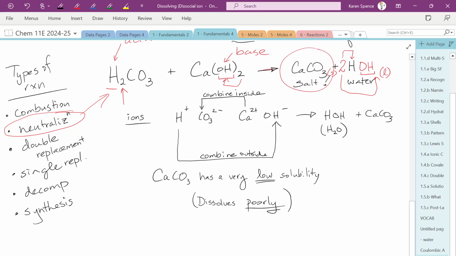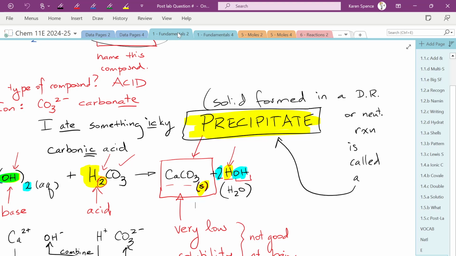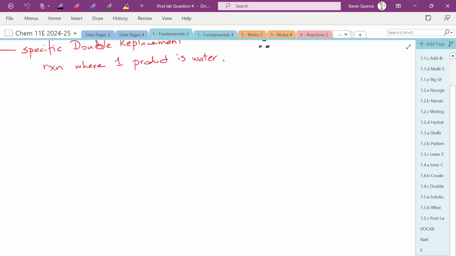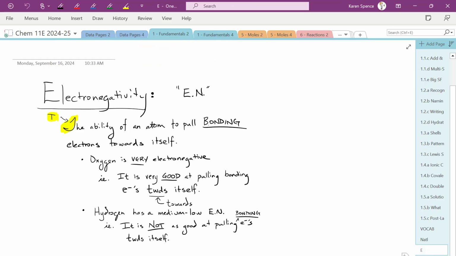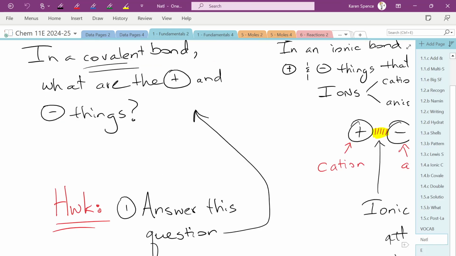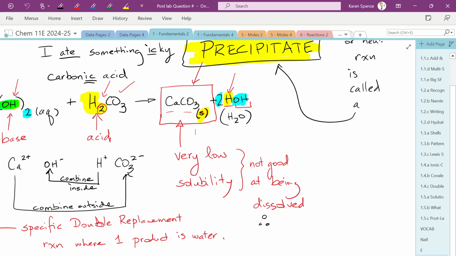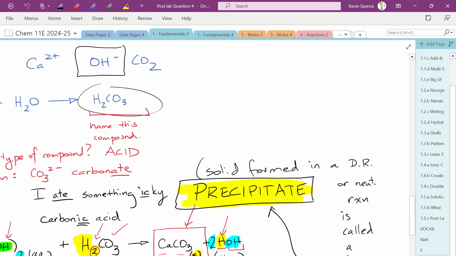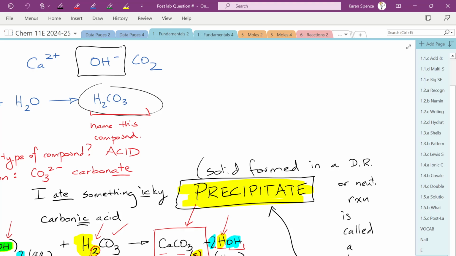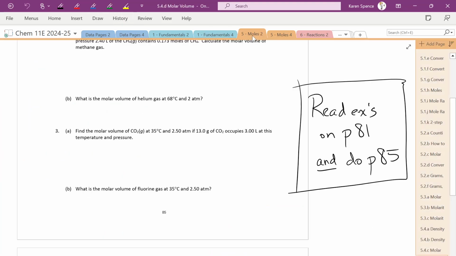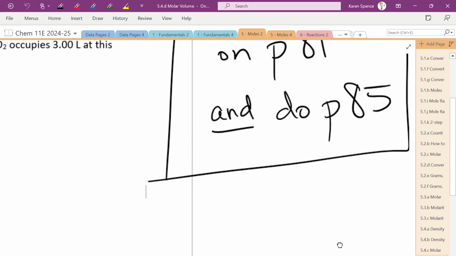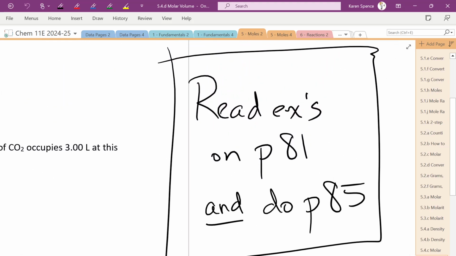Anyway, that's all we got through with the other block because they had a couple more questions about the lab. What did we give them for homework? Where did it go? I think, okay, let me see. Moles. Read the examples on page 81 and do page 85, and that's in your mole book. Okay?